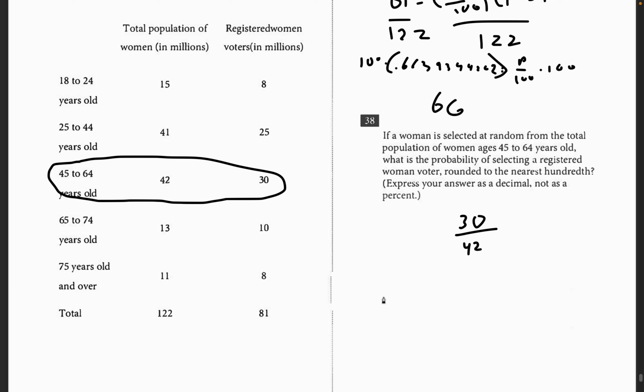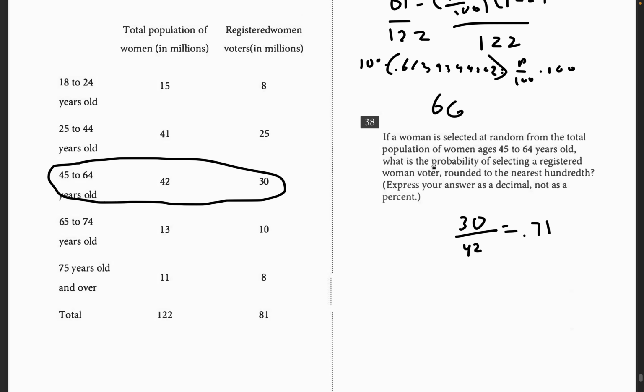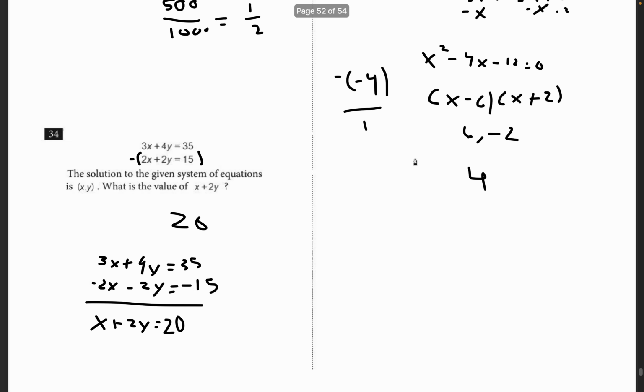So then it's going to be nearest 100th. So what is that going to be? That's going to be, I have 0.714. So to the nearest 100th will be 0.71. That's it, right? How much time do we have left to spare? 7 minutes. Okay, yeah. This calculator section was not bad.